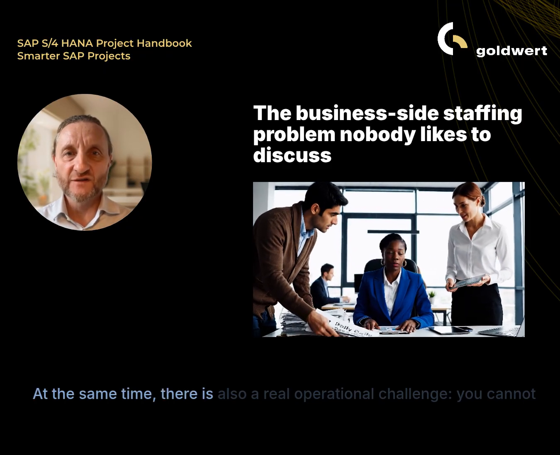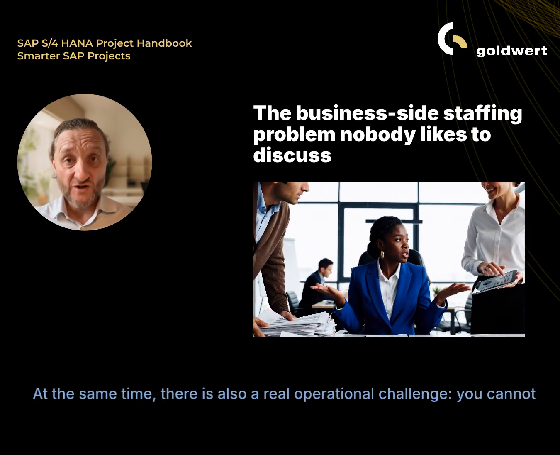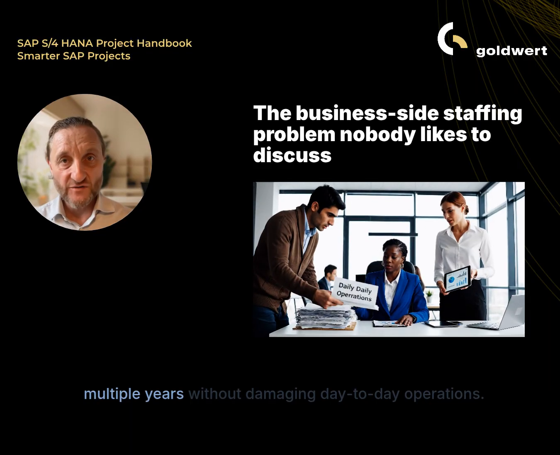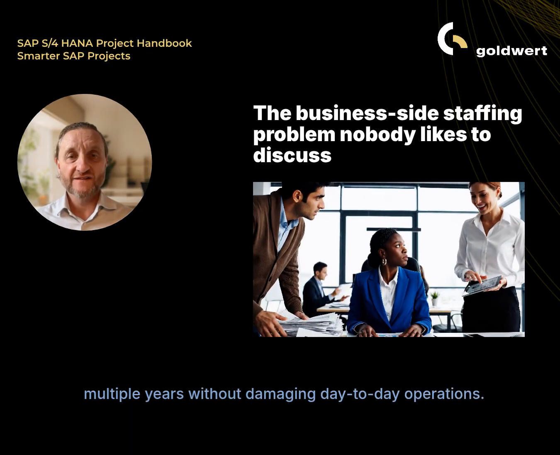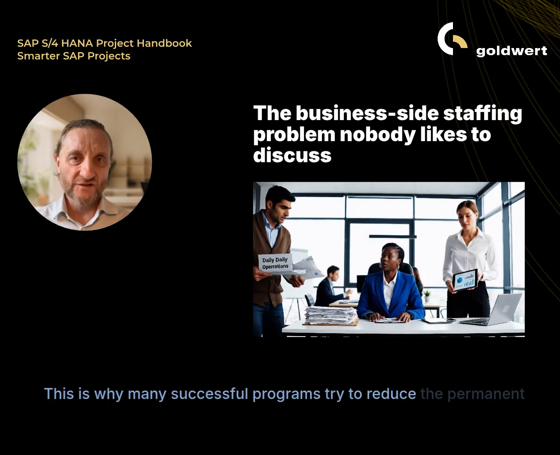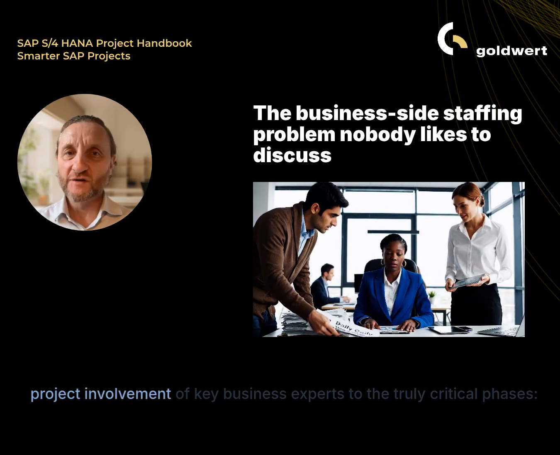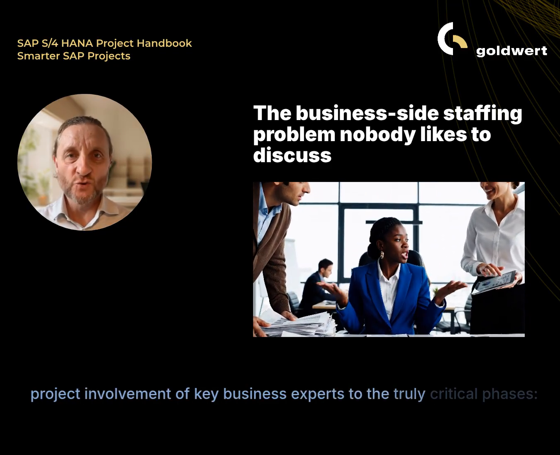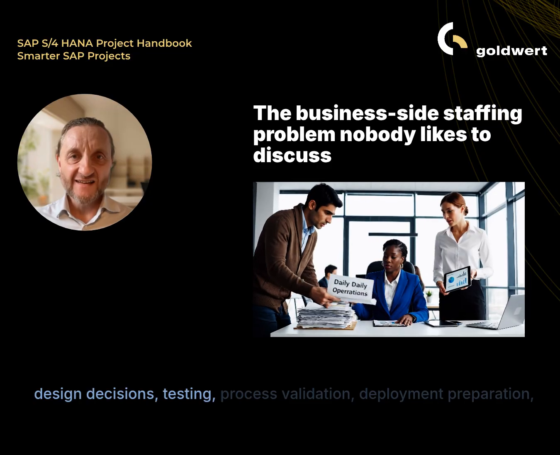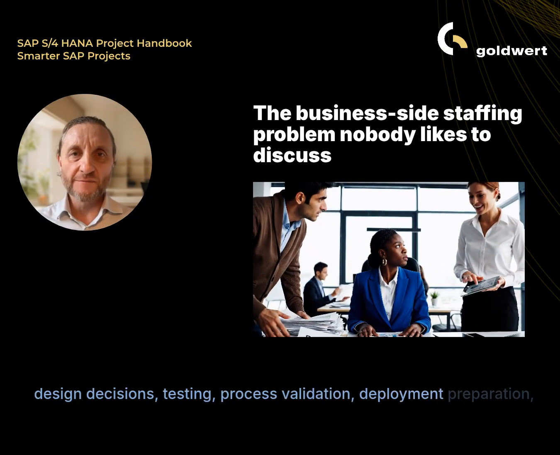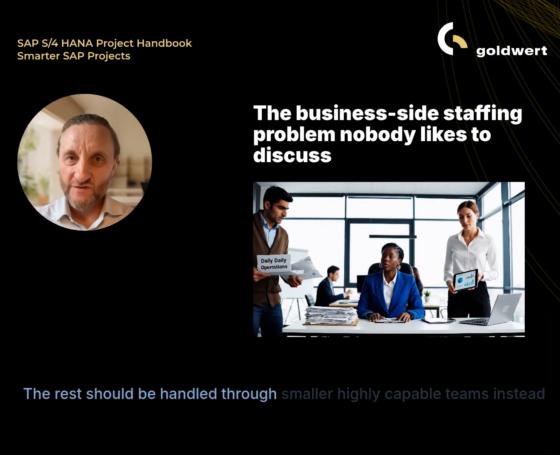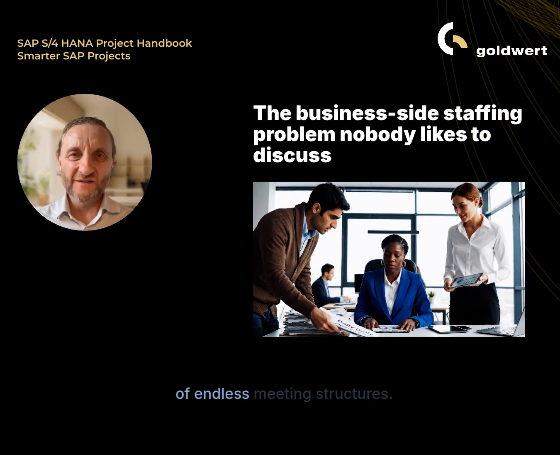At the same time, there is also a real operational challenge. You cannot completely remove your best operational people from the business for multiple years without damaging day-to-day operations. This is why many successful programs try to reduce the permanent project involvement of key business experts to the truly critical phases: design decisions, testing, process validation, deployment preparation, and stabilization. The rest should be handled through smaller, highly capable teams instead of endless meeting structures.